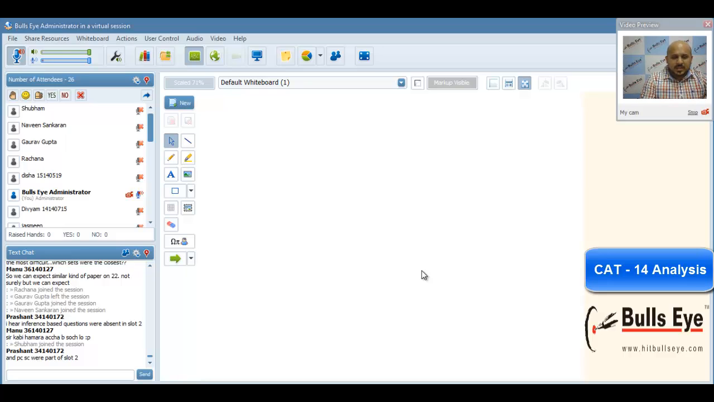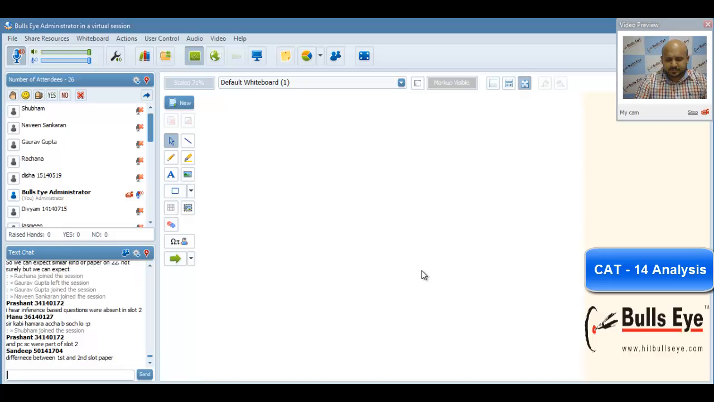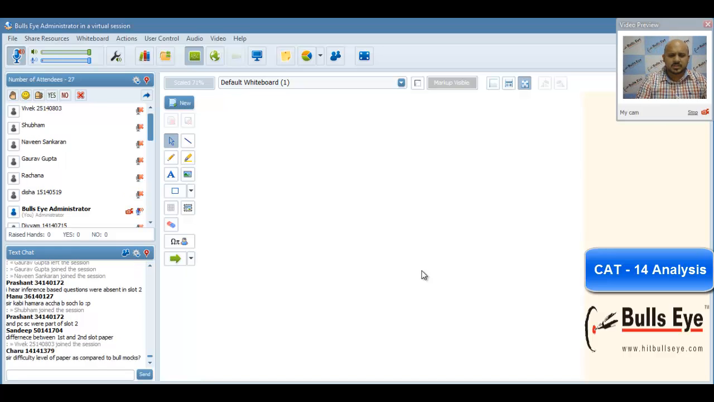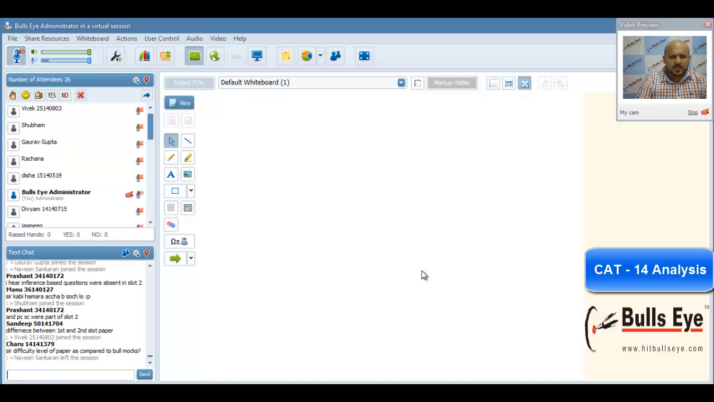So that's one thing, guys. Overall, looking at the overall exam, that is the overall feedback for the paper. Guys, a couple of quick questions. Charu, in terms of difficulty levels, it's an easier paper. So the paper is slightly easier than the Bullcats and Bull Mocks. So that's good news for you guys. Actually, you should feel happy about that.